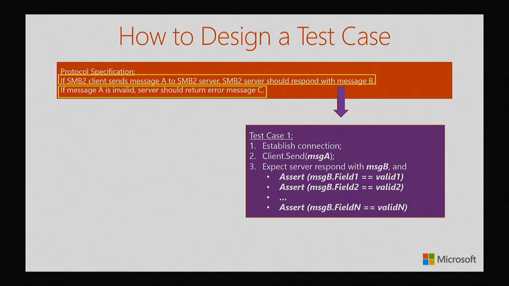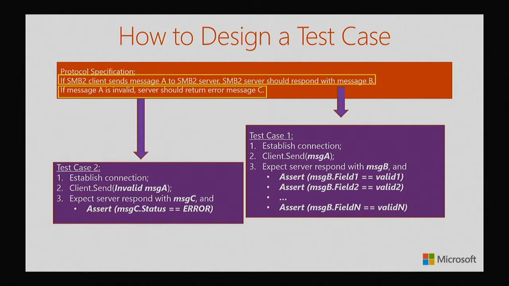We also do some negative test case development. In this test case we send an invalid message from the client to the server. The test case always first establishes a connection, then the client sends a message to the server, and we expect the server to return a message with some error code. So basically our test cases include both valid messages and invalid messages.